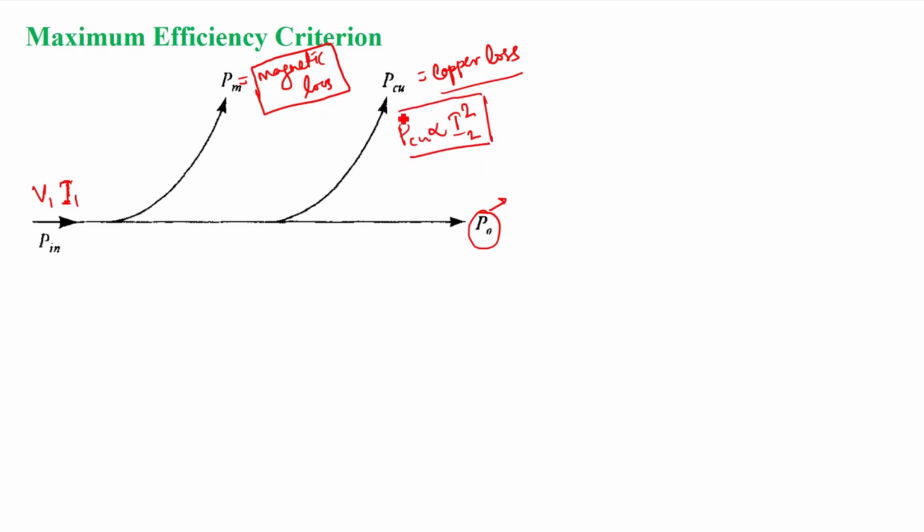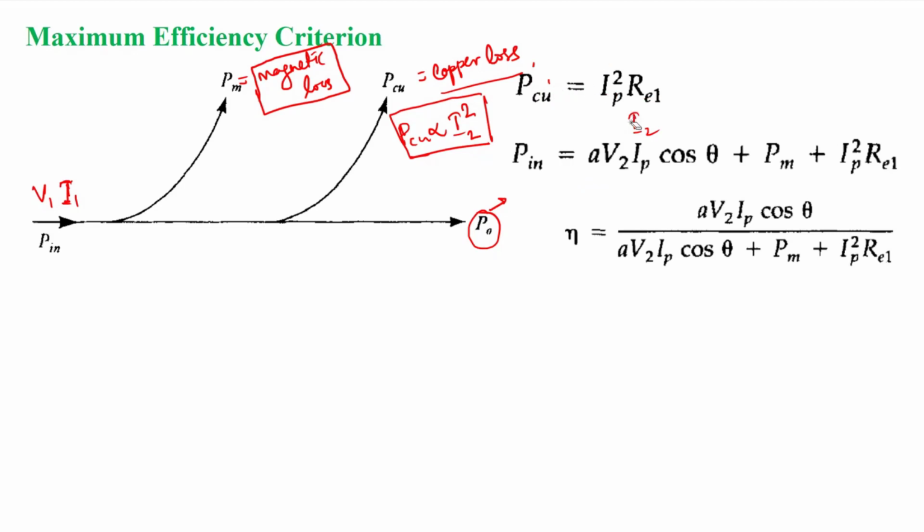That means as your load is varying, it is varying in terms of square, right? So if we make a function of copper loss PCU versus load current, it will look like this, right? So it is a square function. So now if we find the copper loss equation, how it looks like, just a minute. So your copper loss is IP square RE1, right?